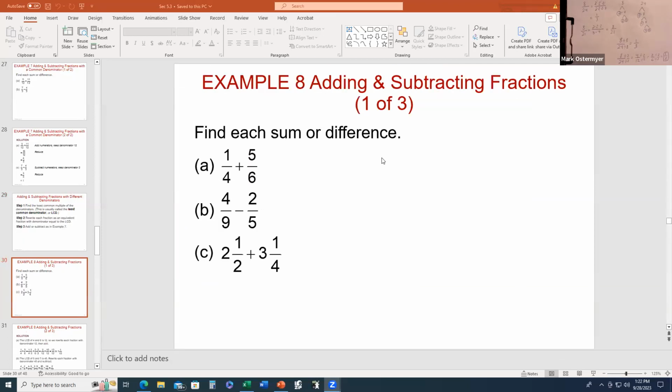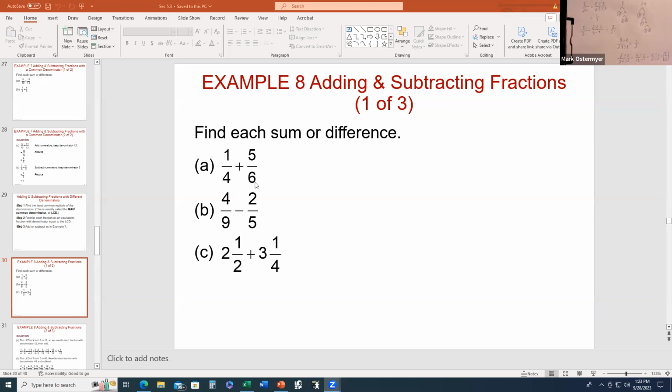All right, find each sum or difference. Now, normally, ladies and gentlemen, we can look at the denominators and determine what the least common denominator is. We can normally do that visually, but sometimes we cannot, in which case we may have to resort to another technique.